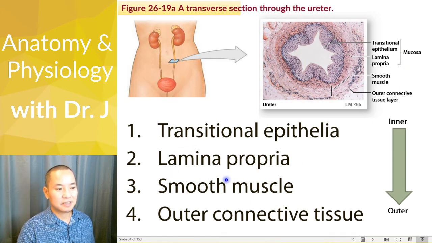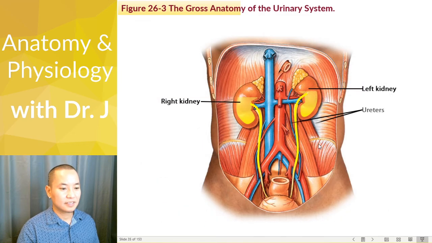And then you have lamina propria and then smooth muscles. Again, the ureters can do peristalsis, so they can move urine throughout their length. And then you have outer connective tissue right here, again, to protect it and hold it in place. So again, now we go from kidneys to the ureters, and then finally to the bladder.